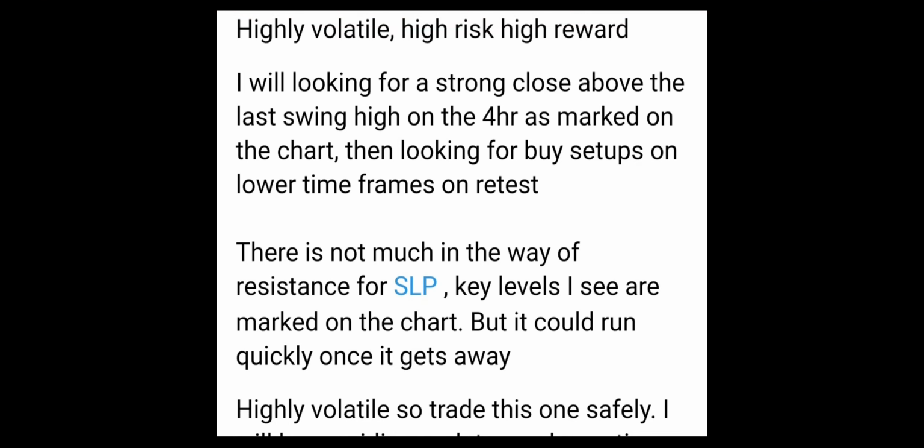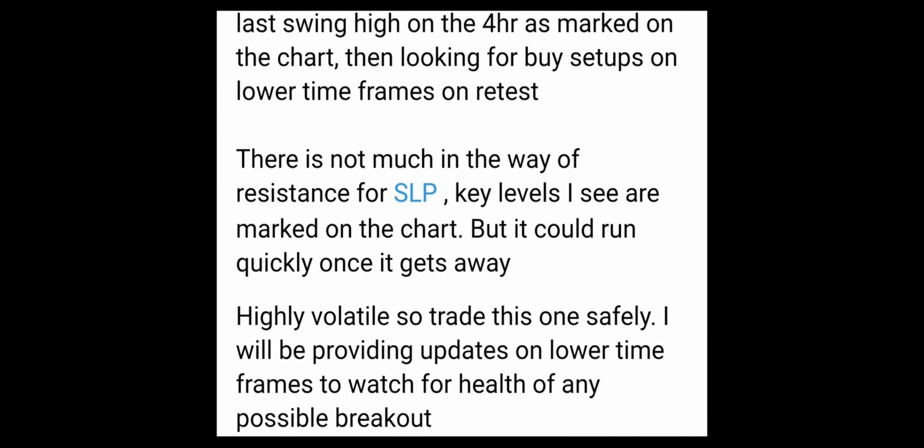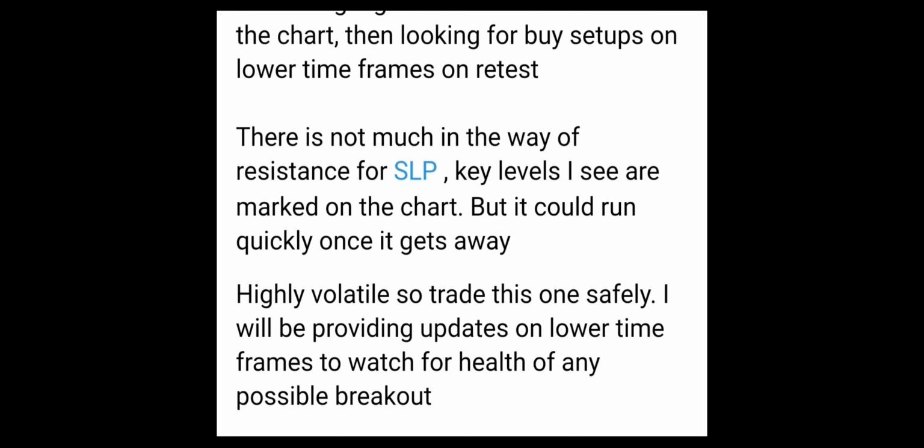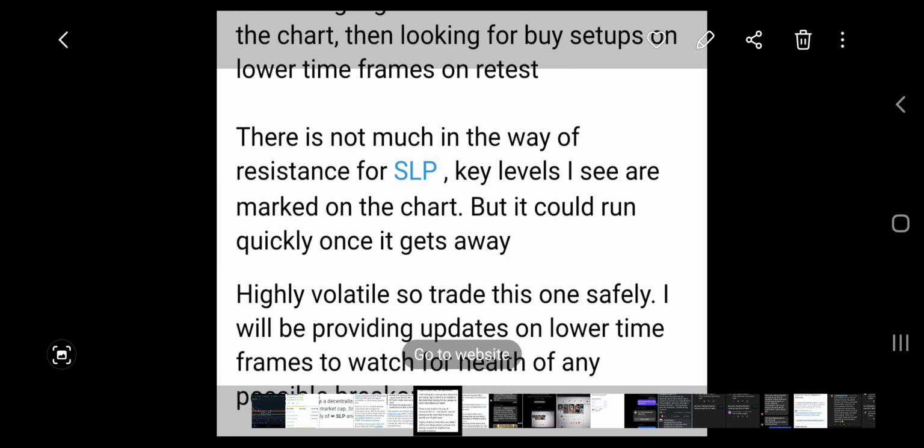As I have said, high volatility, high risk reward. I will be looking for a strong close above the last swing on the 4-hour time frame, as marked on the chart, looking for buy setups on lower time frames on a retest. There is not much in the way of resistance for SLP. Key levels I see are marked on the chart, but it could run quickly once it gets away. High volatility, so trade this one safely. I will be providing updates on the lower time frames to watch for the health of a possible breakout.